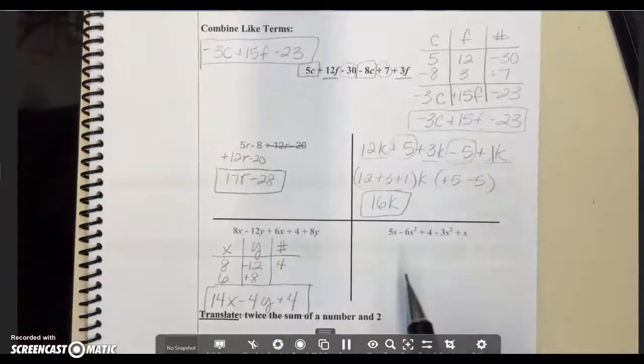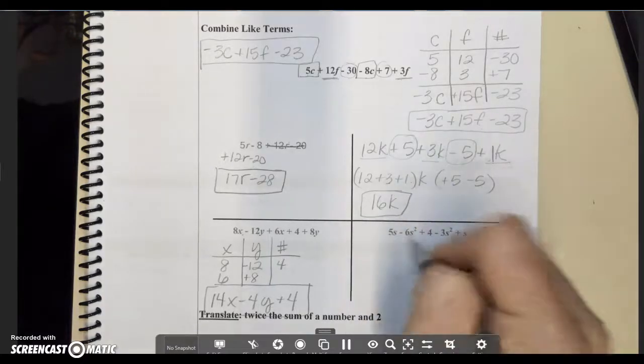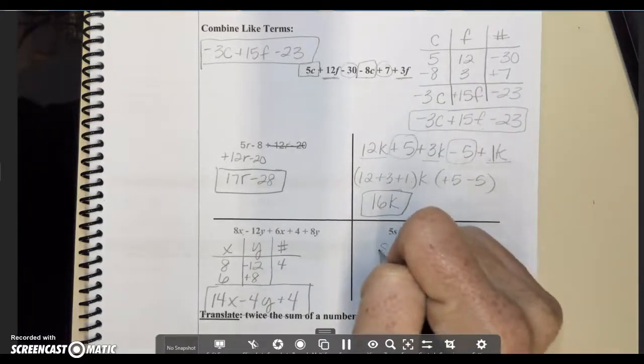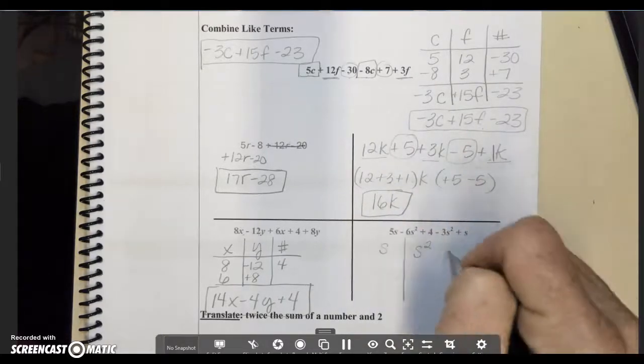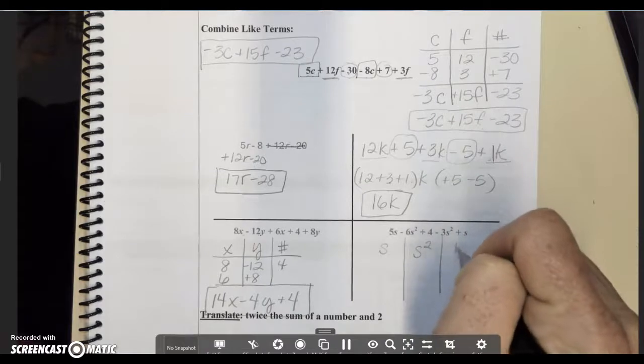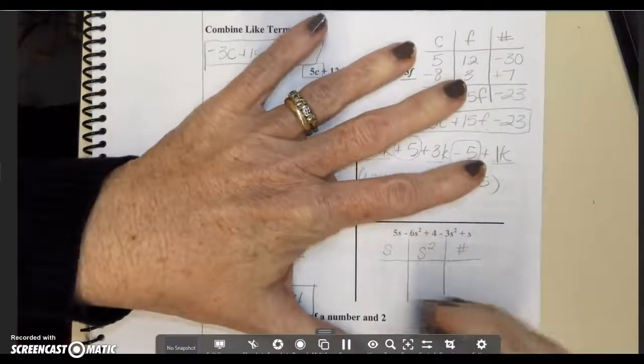So think about you're working in In-N-Out. Every type of burger they have has a different wrapper, has a different price, right? So it's all going to have its own place to go. So I'm going to make an S column for my singles, an S squared column for my double-doubles, and then the number column can represent our milkshakes.